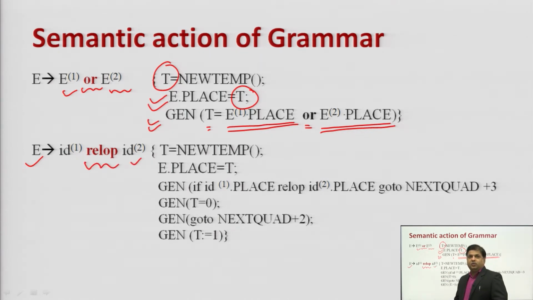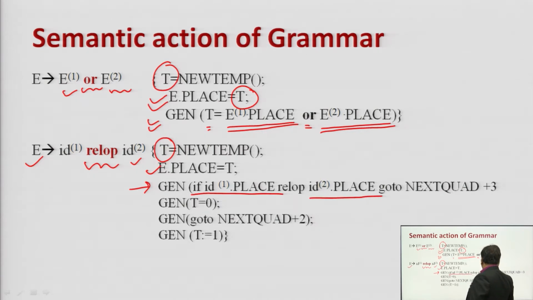Similarly, if there is a production rule E derives ID1 relational operator ID2, how can I write the 3 address code for it? First, t equals new temp, that means generate a temporary variable. In the temporary variable I will assign the value of E dot place. Then generate means write an expression like this: if ID1 dot place relational operator ID2 dot place go to next quad plus 3.